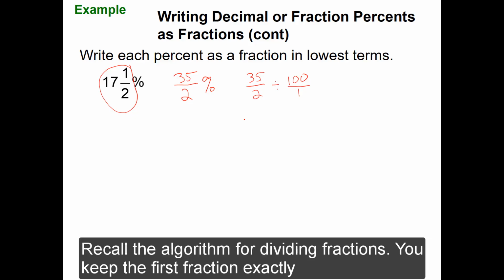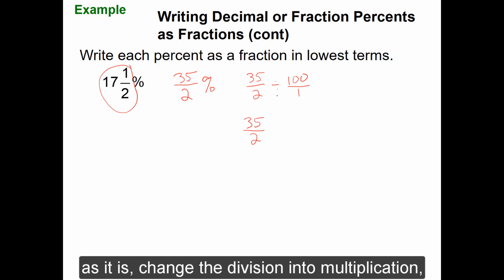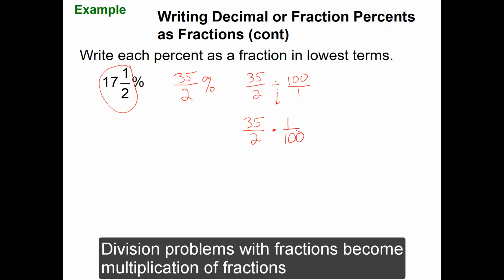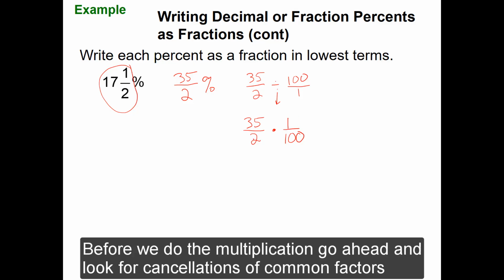You keep the first fraction exactly as it is, you change the division into multiplication, and then you take the second fraction and you take its reciprocal. So we turn division problems of fractions into multiplication problems with fractions. And then, as always, before we do the multiplication, let's go ahead and look for cancellations of common factors.